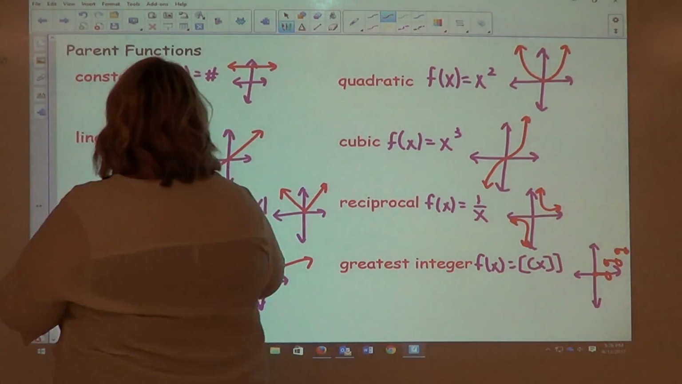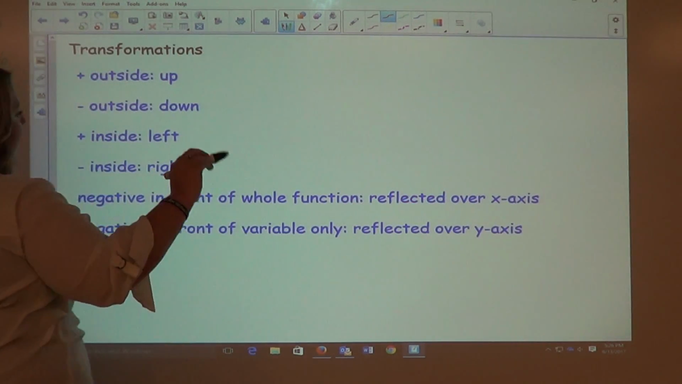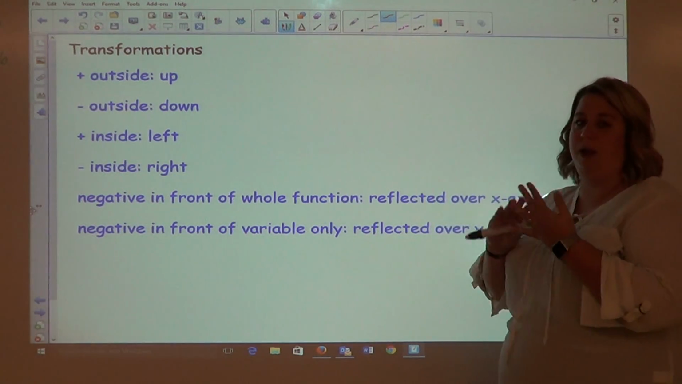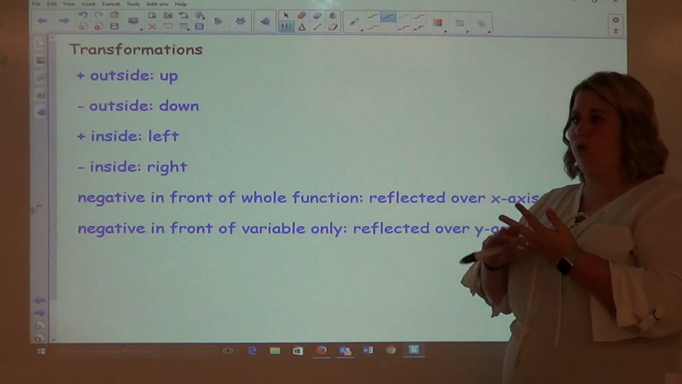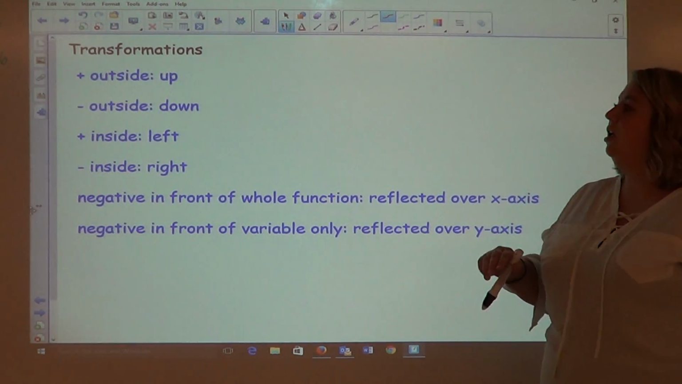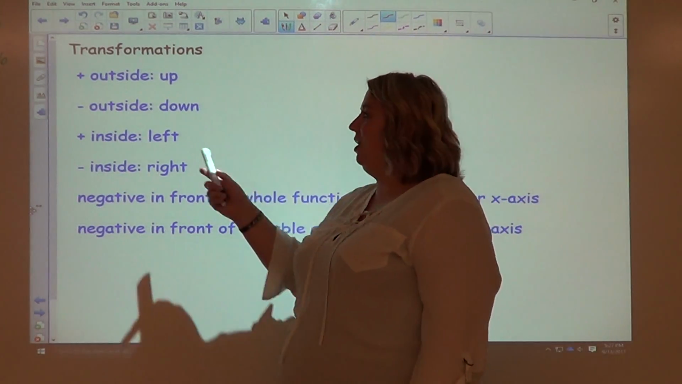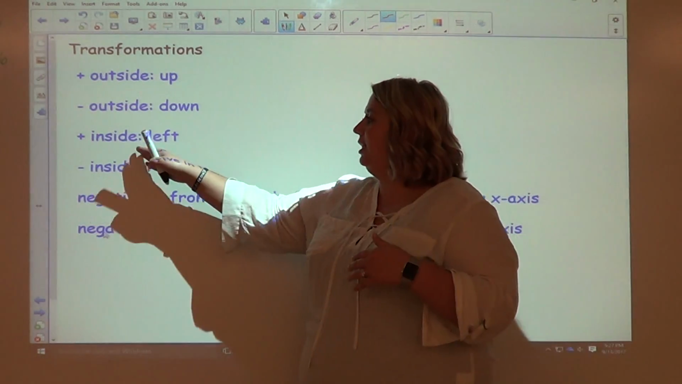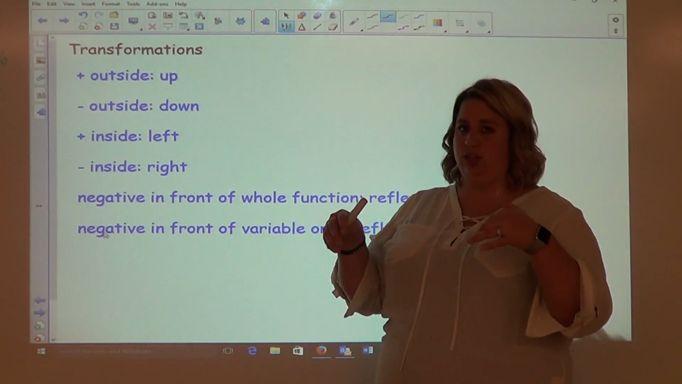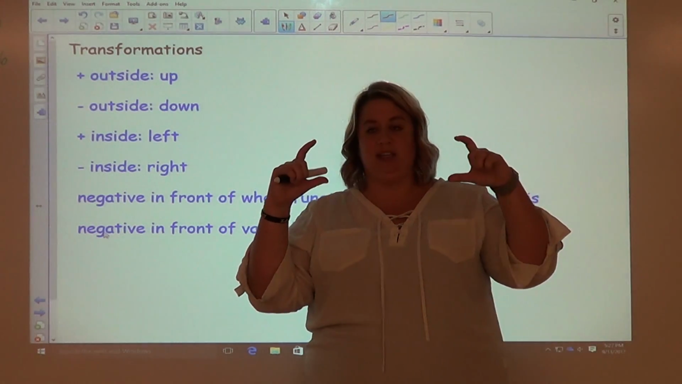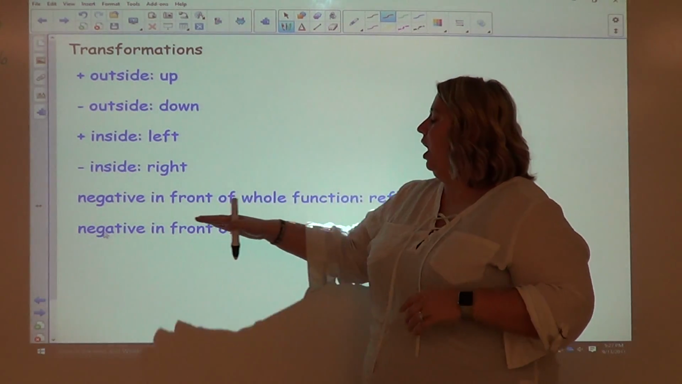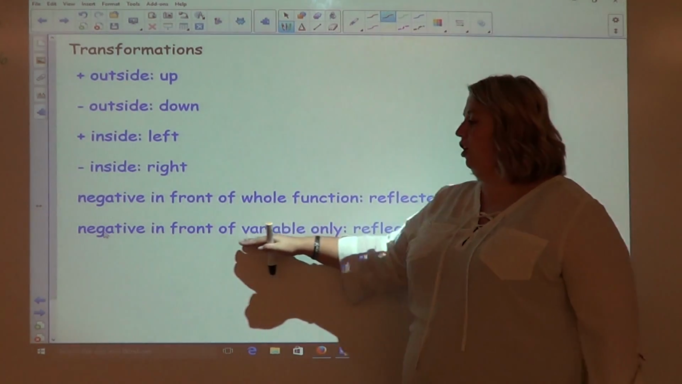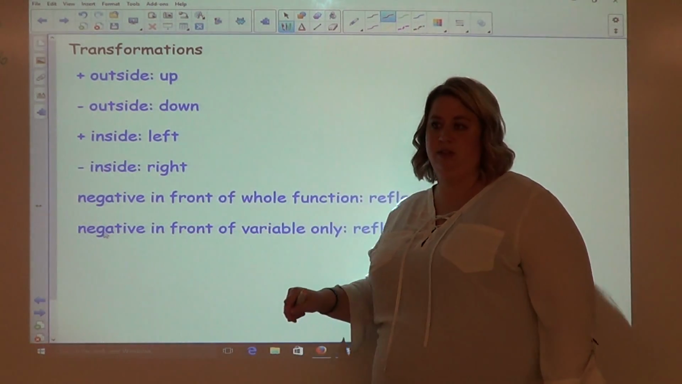Okay, my last slide are the transformations. These are the same transformations that we will use for every single kind of parent function, from constant to quadratic to square root to cubic. When I'm saying outside, that means outside of the parentheses or outside of the square root. Inside is inside parentheses or inside the square root or inside your brackets if you're doing greatest integer. Negative in front of the whole function and negative in front of the variable only, those are your reflections.